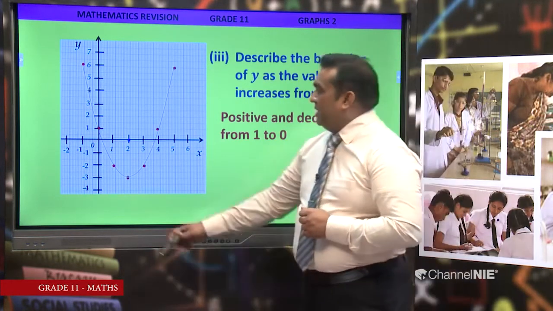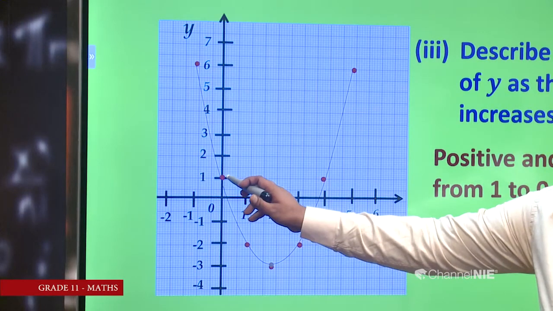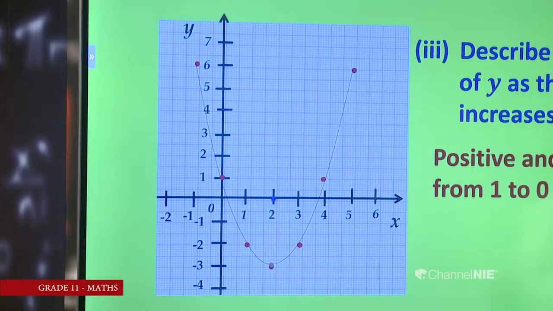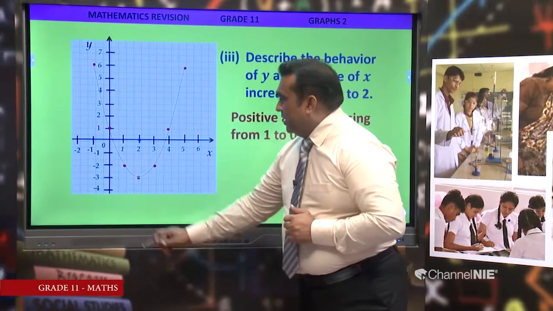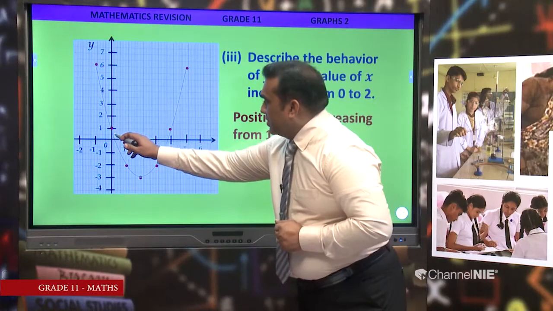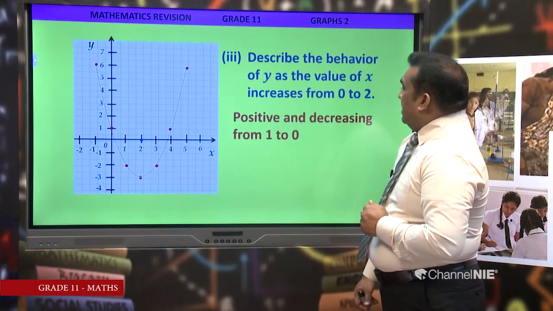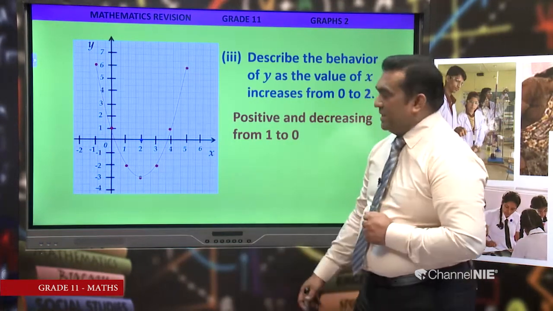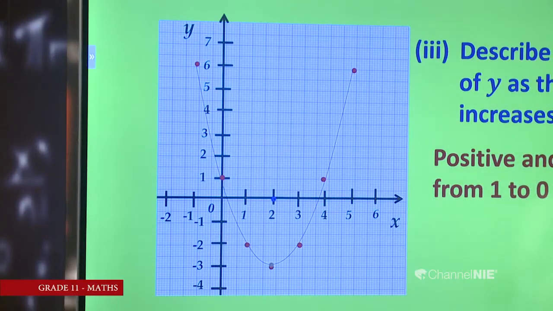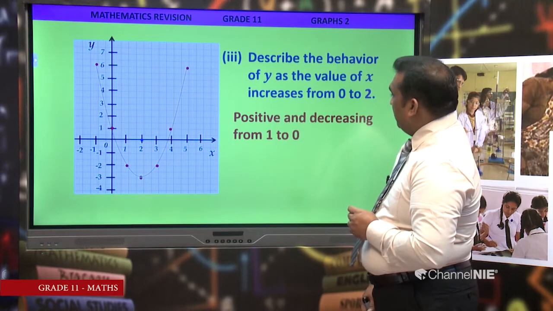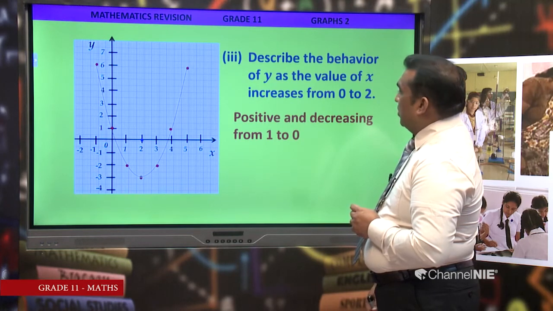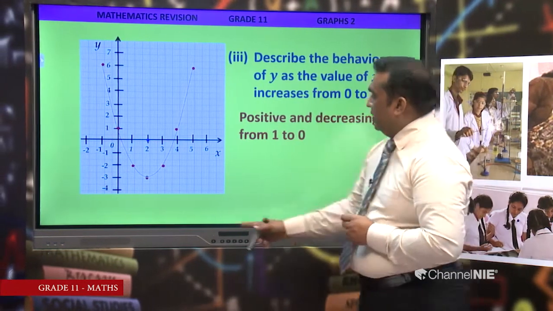X equals 0 means you can see x equals 0. Y is positive. Positive and decreasing. It is decreasing from 1 to 0. Can you understand it? Decreasing from 1 to 0. That is the behavior of the curve as the value of x increases from 0 to 2. Positive and decreasing from 1 to 0 here.